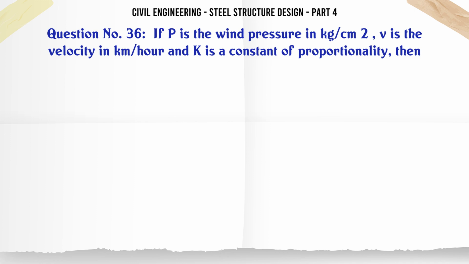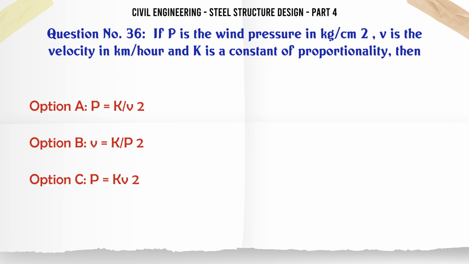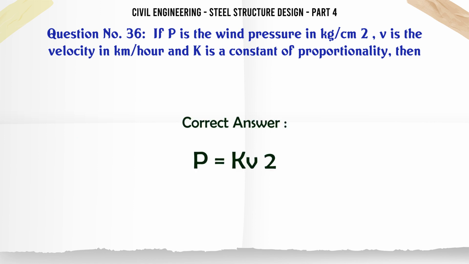If P is the wind pressure in kg/cm², V is the velocity in km/h, and K is a constant of proportionality, then A. P = KV², B. V = KP², C. P = K/V², D. P = KV. The correct answer is P = KV².